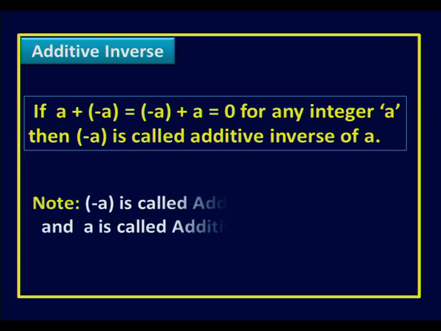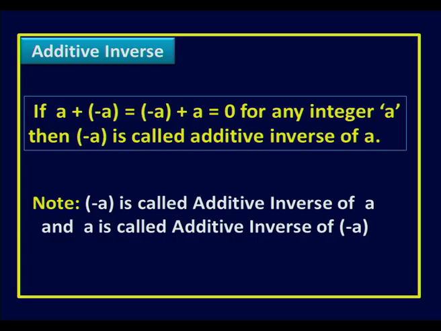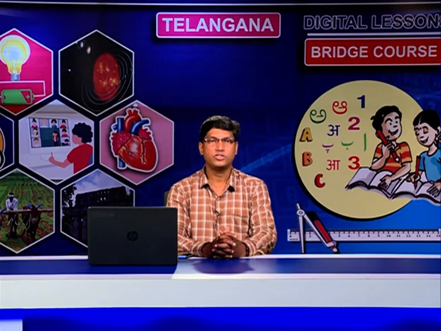So, children, you need to note one more important thing. We have seen minus a is called additive inverse of a and also a is called the additive inverse of minus a. Okay. So, for 3, minus 3 is the additive inverse, for minus 3, plus 3 is the additive inverse. So, children, with this we have come to the end of our session, but before that, let us quickly recap what we have learnt in this session.